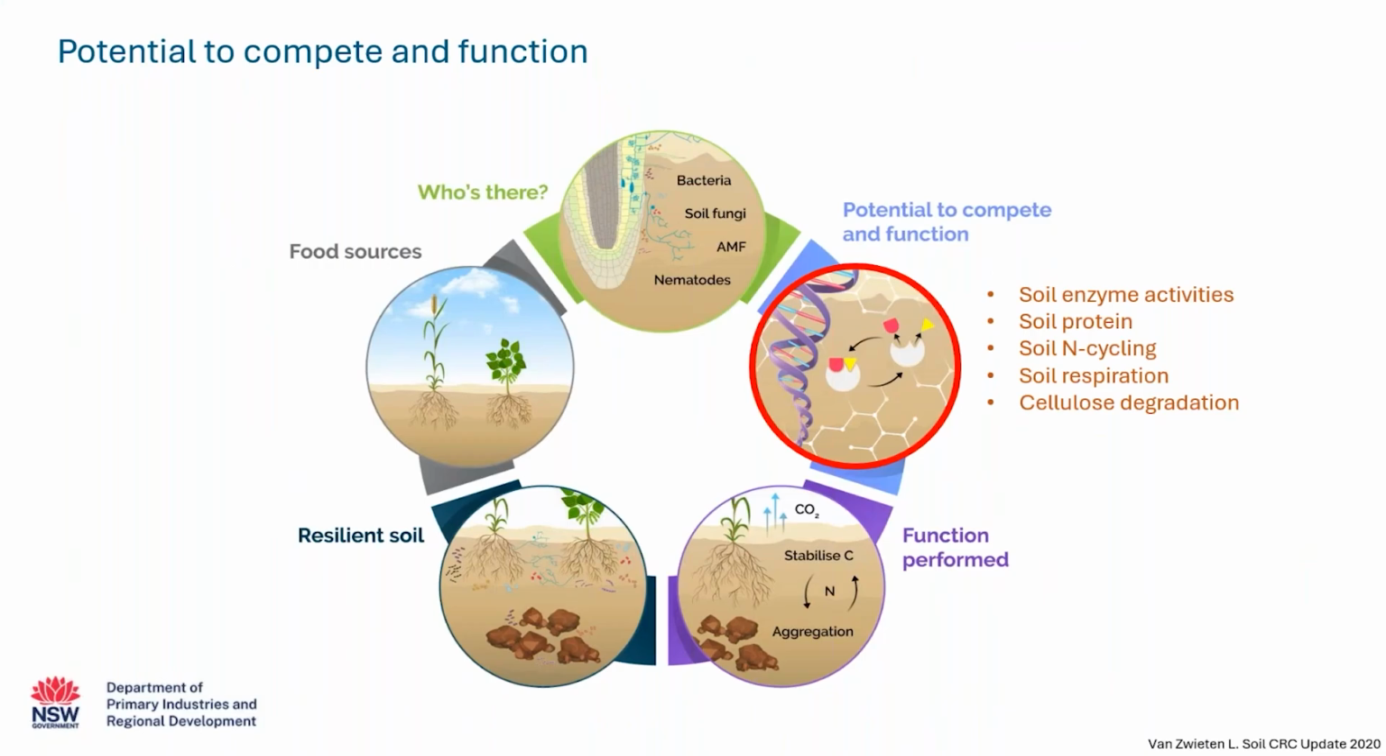While knowing who's present helps diagnose disease risk and loosely links to soil function, understanding what the community can do requires different approaches. Here we'll explore some methods to evaluate the functional potential of a soil. That is, its ability to carry out important processes like nutrient cycling and organic matter breakdown. These techniques allow us to profile not just who's there, but what the soil microbial community is capable of doing.